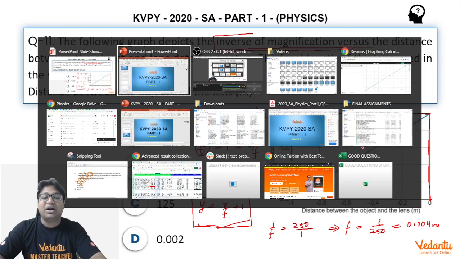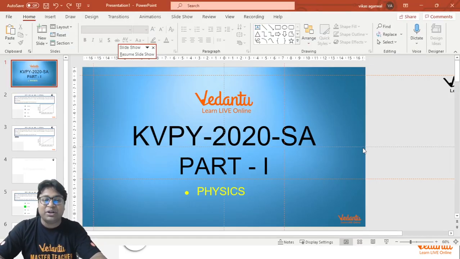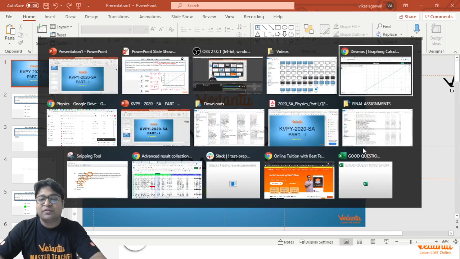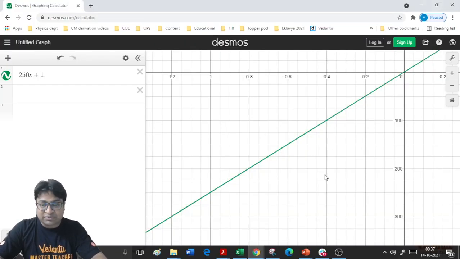To further explain my point correctly, let me use a graph plotting tool, that is Desmos. So guys, I've already input this equation. You can see here 250x plus 1, and the graph is here. We have to pay attention to this part of the graph. See, it appears as if this green line is passing through the origin. It almost appears so, but what I'm going to do is zoom in, and after zooming in sufficiently, we'll have a look whether it actually passes through the origin or not.